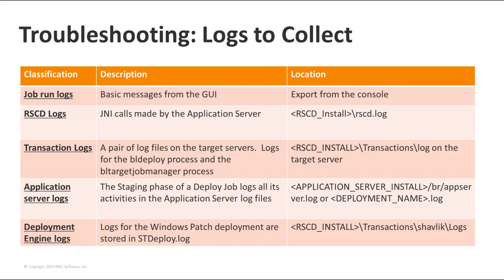Now the last is the deployment engine log. We call it the stdeploy.log. Now this log is specific to Windows patch deployment. So it contains some of the logs from the Shavlik engine that is being used in deploy. In case there are some failures in that, it will be captured in the stdeploy.log. The location is mentioned here. It is inside the RSCD installation folder, transactions, Shavlik, and logs.